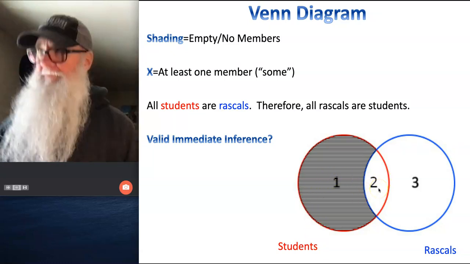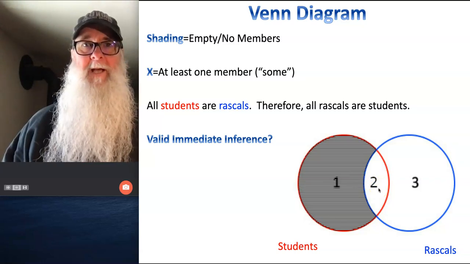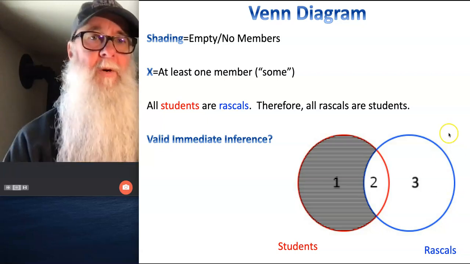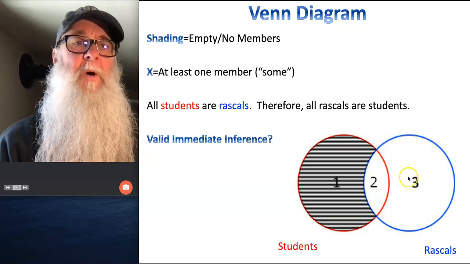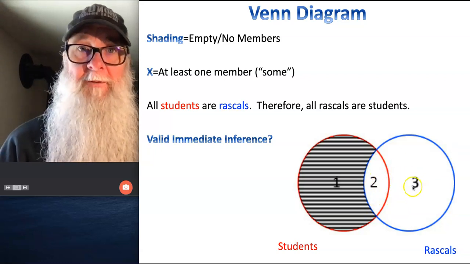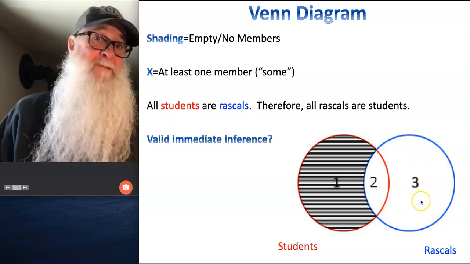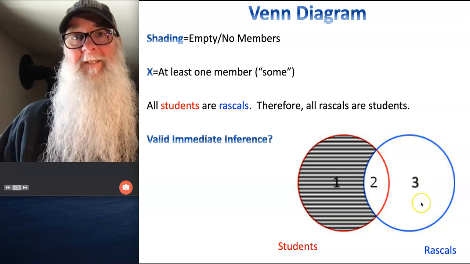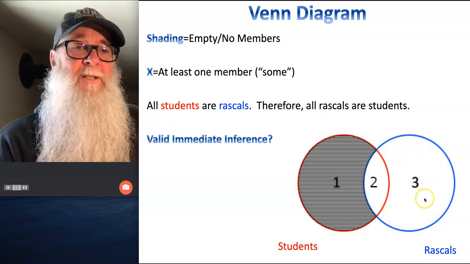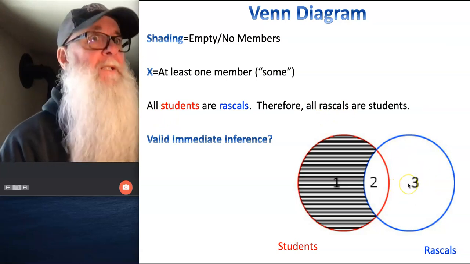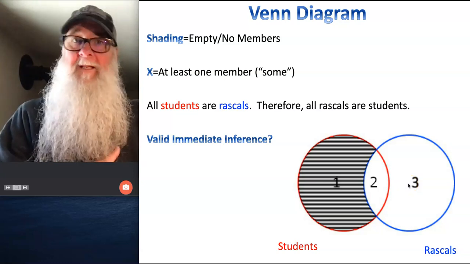Now here's the question: does the conclusion statement also appear in this Venn diagram? And the answer is no, because there are rascals in either area 2 or area 3 or both, right? There could be rascals right over here in area 3. Maybe there isn't, but maybe there is, okay? So the conclusion statement, all rascals are students, doesn't show up after diagramming the premise, and that tells us this is an invalid argument. The conclusion statement does not immediately follow from the premise.